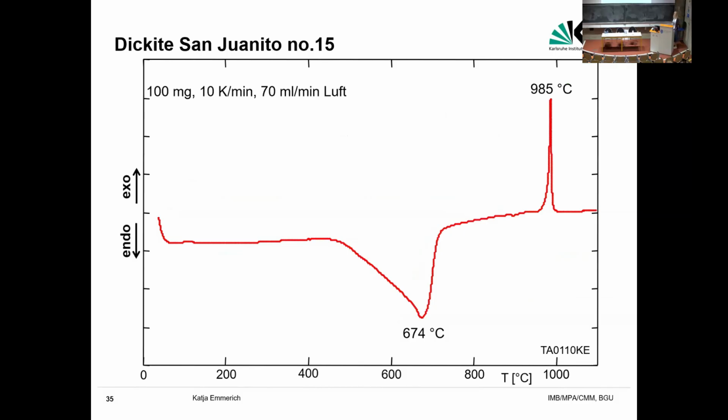Dickite is a polytype of kaolinite, same stoichiometric composition, different structure. And here you see that dickite dehydroxylates at much higher temperatures than kaolinite.